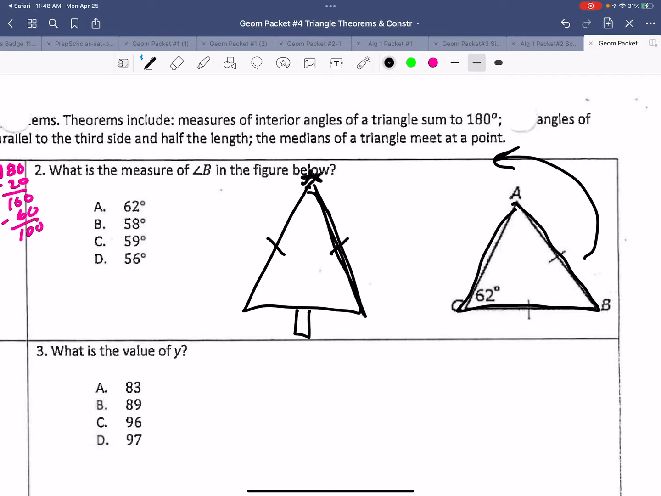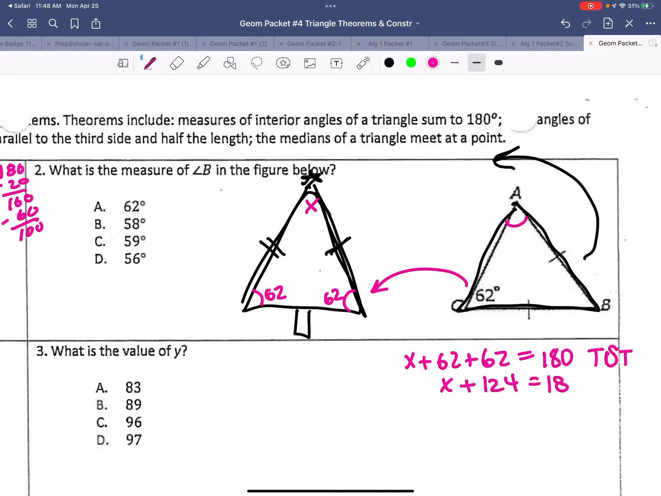Because these are the sides that are congruent, this helps me see that these angles have to be congruent. And so this 62 matches this 62, and we can solve for the angle on top. Okay, so the two angles, 62 and 62, plus the other unknown angle have to add up to 180. That's called the Triangle Sum Theorem.